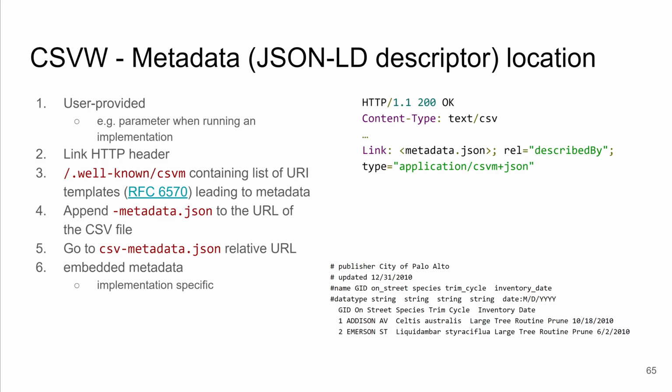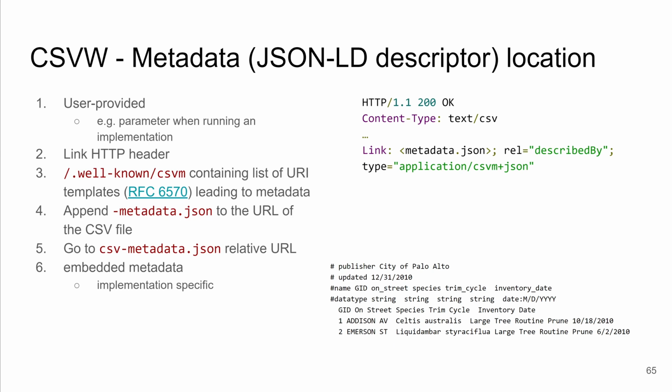Now let's say that we have the JSON-LD descriptor, and the question is, when we point to a CSV file on the web, how does one know, and by one I mean the implementation or the user, how does one know where to find the actual JSON-LD descriptor? Because it is a separate file published elsewhere.